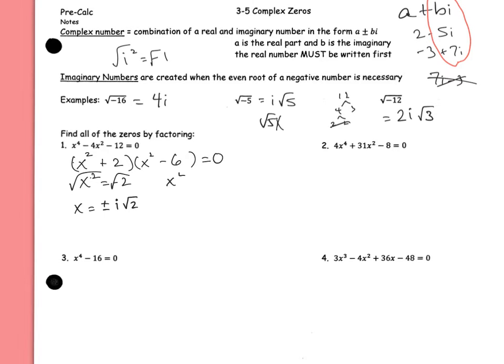Here we get x squared equals 6. Square root of both sides. We get x equals plus or minus radical 6. There's our 4 answers.